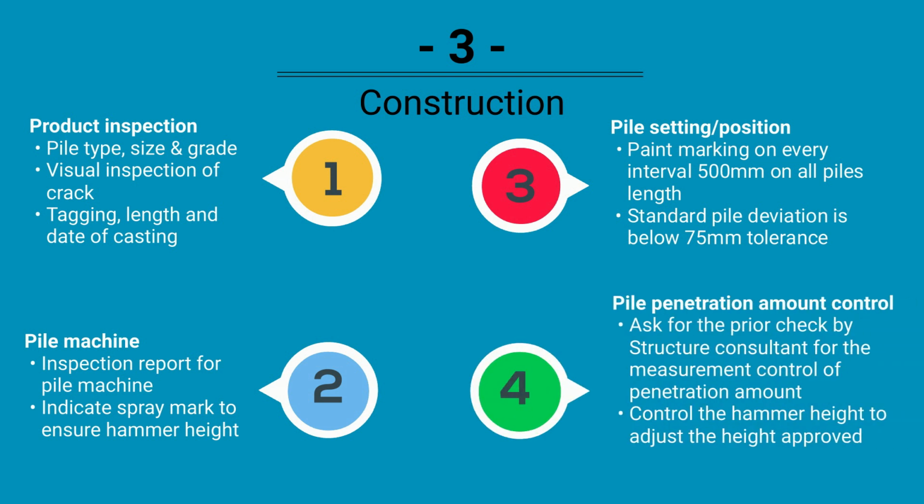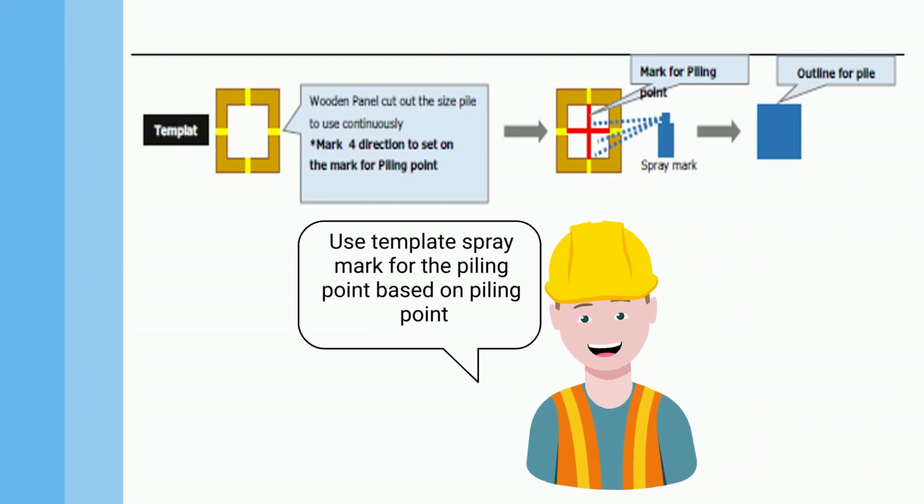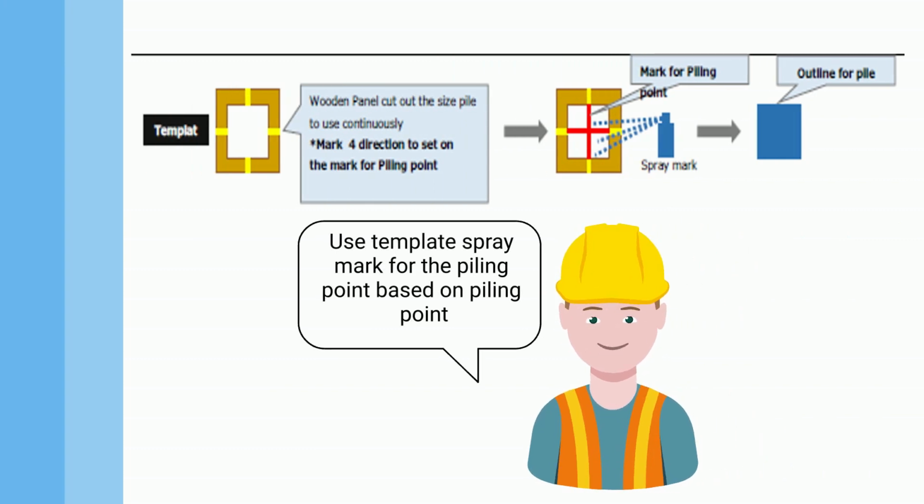4. Ask for the prior check by the structure consultant for the measurement control of penetration amount. Control the hammer height to adjust to the approved height. Use a template spray mark for the piling point based on piling point.